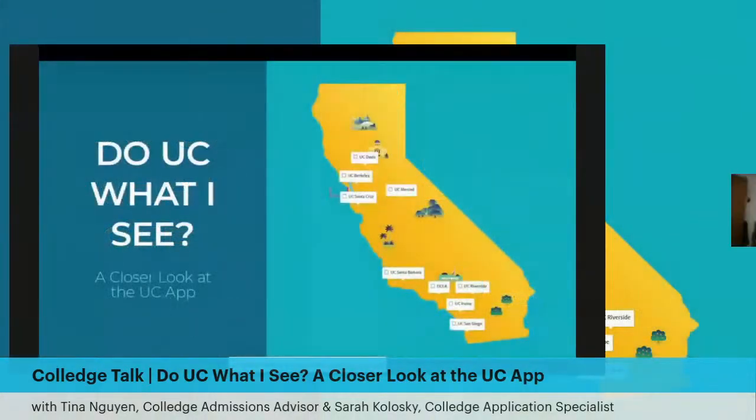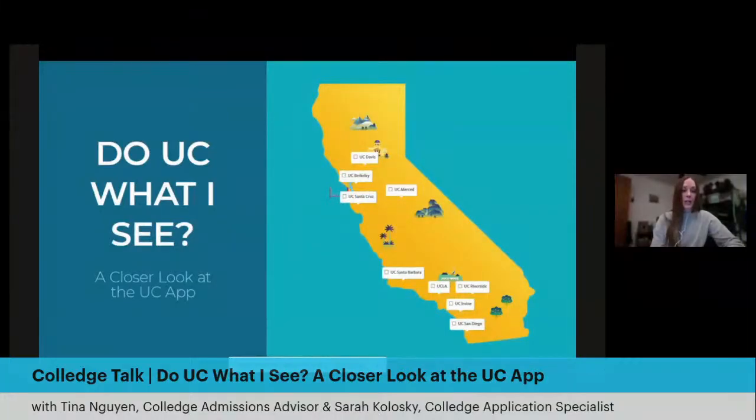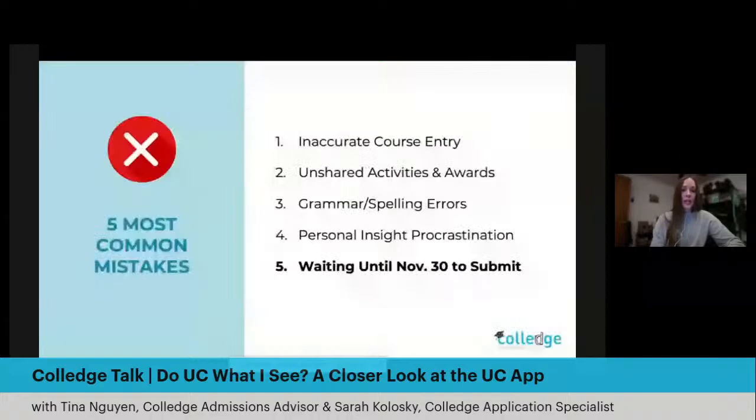So we're going to get started with an overview of some general mistakes that we do see when students are submitting the application. I've outlined about 5 top ones that really do help make the process a little bit easier. The UC application is a beast, so we want to make sure that we cover all our bases here. So the first is inaccurate course entry.